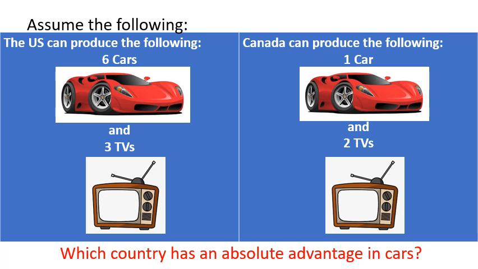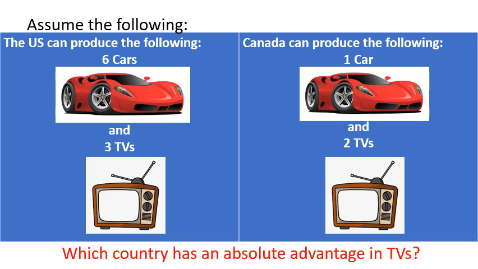In this scenario, the US can produce 6 cars and 3 TVs, whereas Canada can produce 1 car and 2 TVs. My question to you then is, which country has an absolute advantage in cars? Which country can produce more cars? The answer is very simple: the United States can produce more cars. We can produce 6 cars, whereas Canada can produce 1 car. That's an absolute advantage. We can just outright produce more cars than Canada.